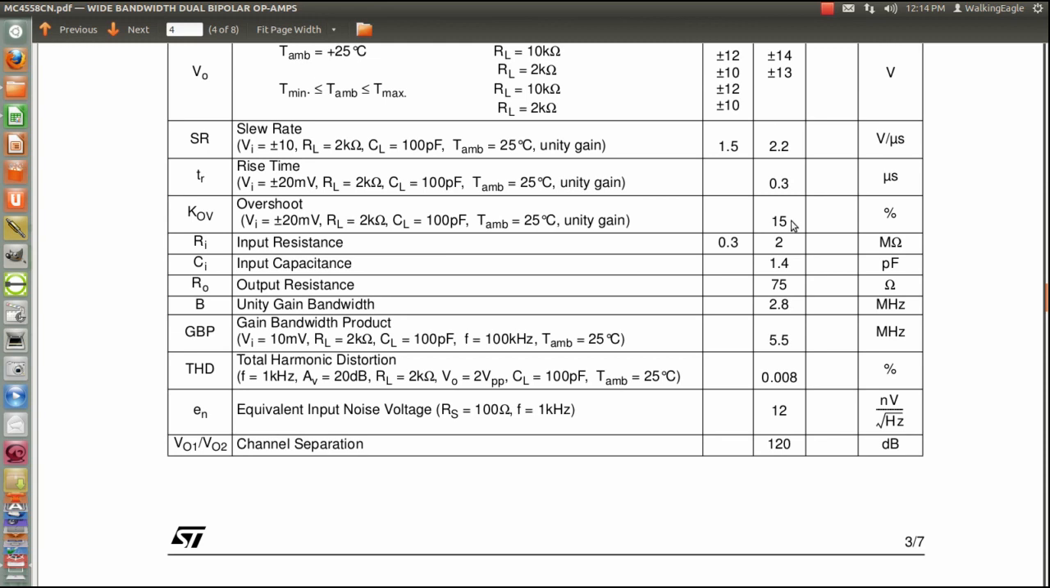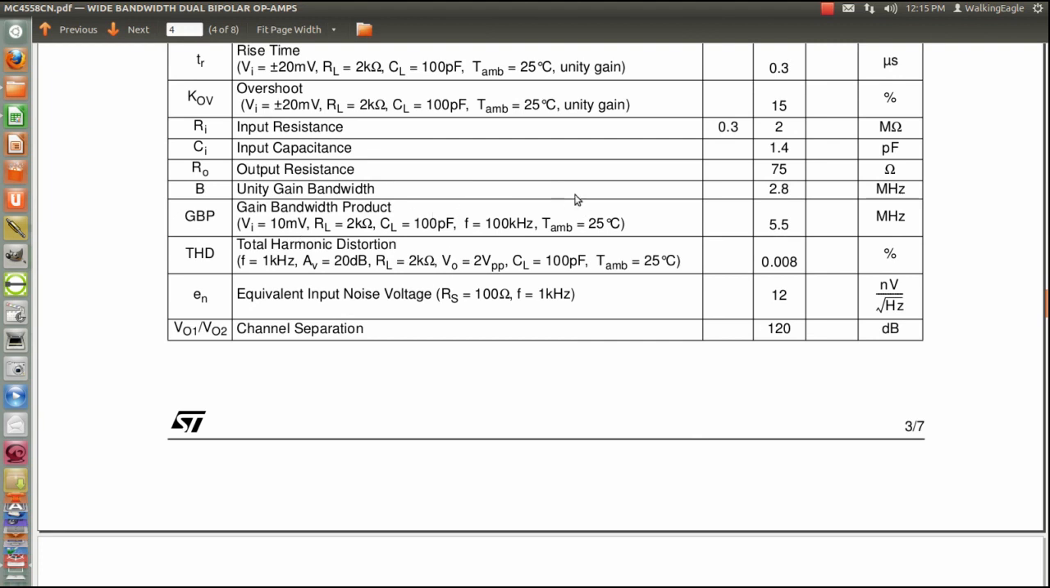And this also has to do with that. How much overshoot does it do? It does 15%. That's a pretty big amount. That's a pretty large amount right there, 15%. And so we might have to deal with that when we come up with our external circuit.